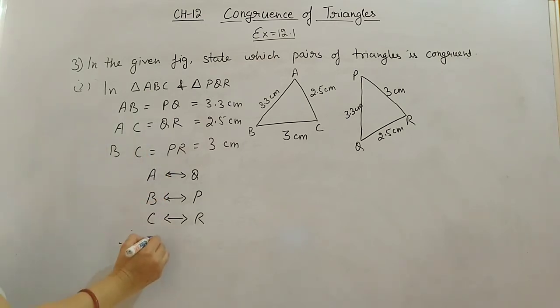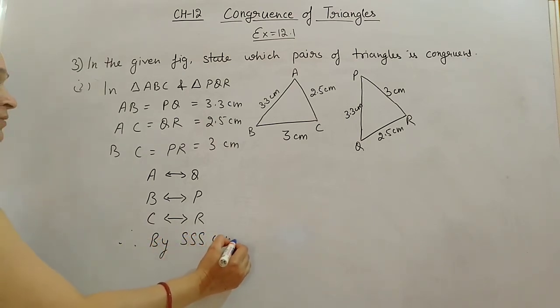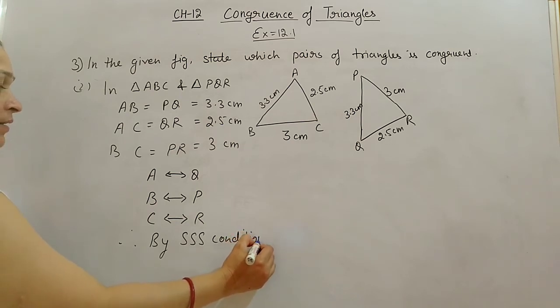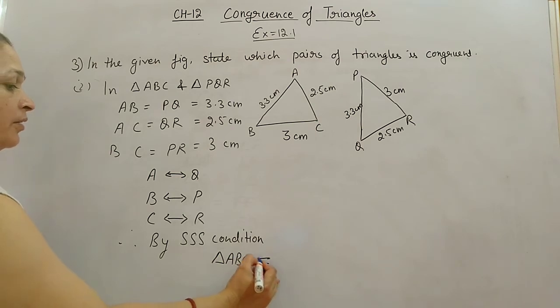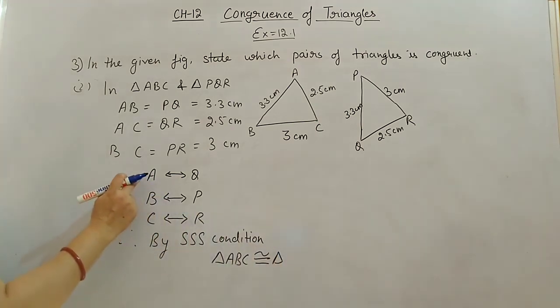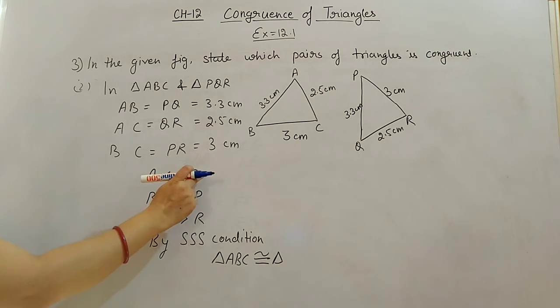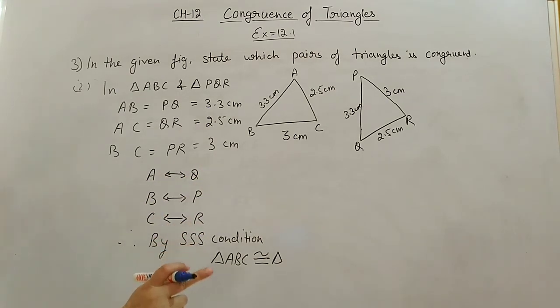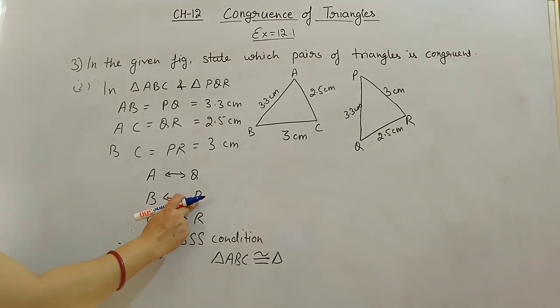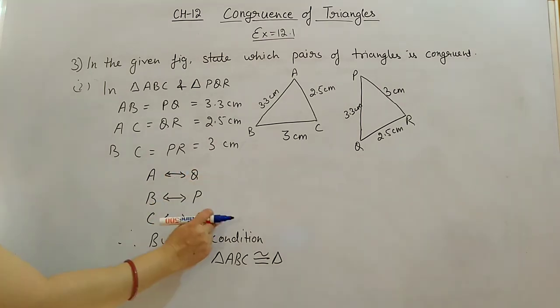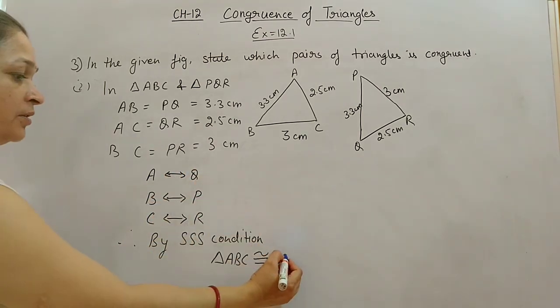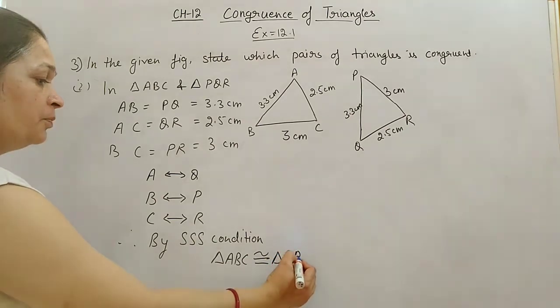So therefore by SSS condition, means we are comparing all the three sides, triangle ABC is congruent to triangle QPR. Now see, here we have written ABC. So on the right side you have to write QPR. Same order only you have to write. You will not write PQR here because P is not corresponding to A. Here we are writing ABC, so on the other side we have to write the corresponding points only. So on the other side we will write QPR.